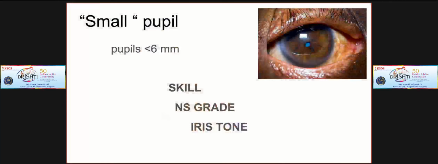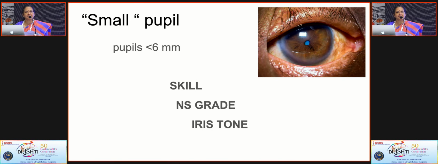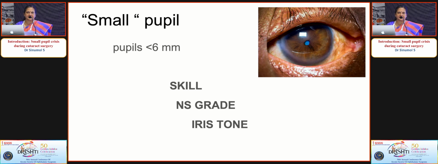Now, small pupil usually means a pupil less than 6 mm. But this measurement is a relative one that depends on the skill of the surgeon. For an expert, even a 5 mm pupil is enough for a safe surgery, but for a beginner, you need a larger dilated pupil. It also depends on the NS grade. If it's a black cataract, you need a larger pupil. For all of us, even a 5 mm pupil is safe for a soft cataract.